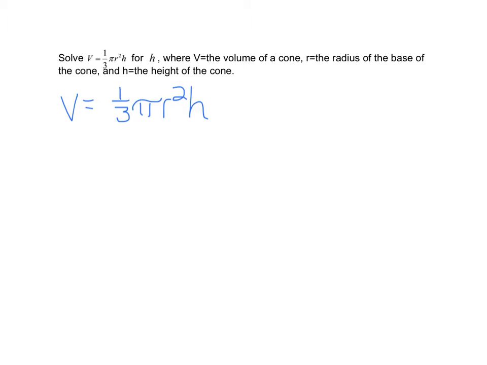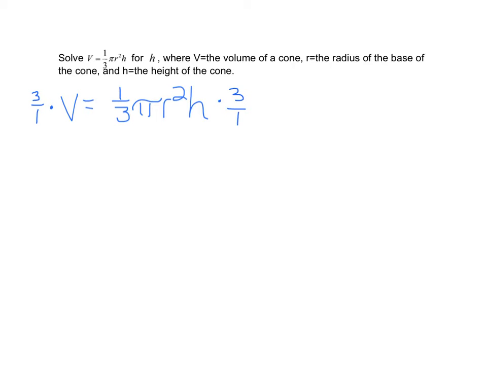Now, a couple of things I notice. All of this is multiplied, right? This is 1/3 times pi times r squared times h. So my inverse operation is going to be division. But I want to handle this 1/3 first. How do we handle a fraction in front of something when we're multiplying? Do you remember? We multiply both sides by the reciprocal, okay? So I'm going to multiply both sides by 3/1. I'm going to flip that 1/3 and multiply both sides by the reciprocal.